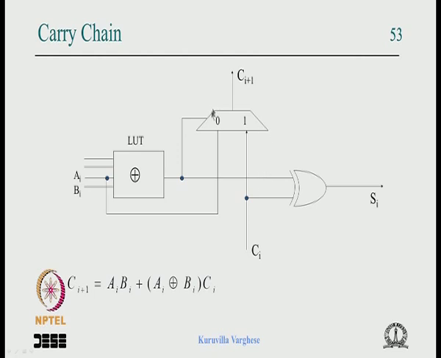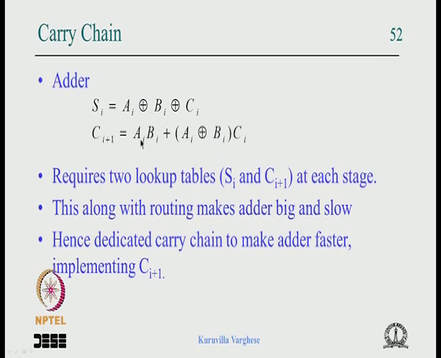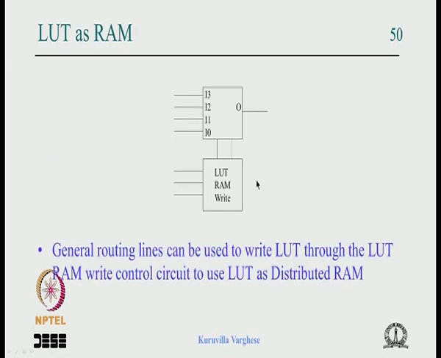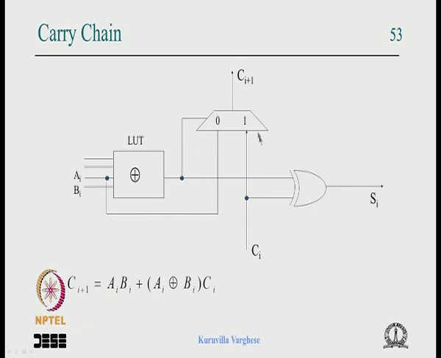Now this implements the carry equation we have seen. So C(i+1) equals Ai Bi or (Ai exclusive-OR Bi) and Ci is implemented here. You give Ai Bi here, and Ai exclusive-OR Bi goes to the select line of the mux, and this is this part, and Ai Bi is this part. So that is the carry chain basically.